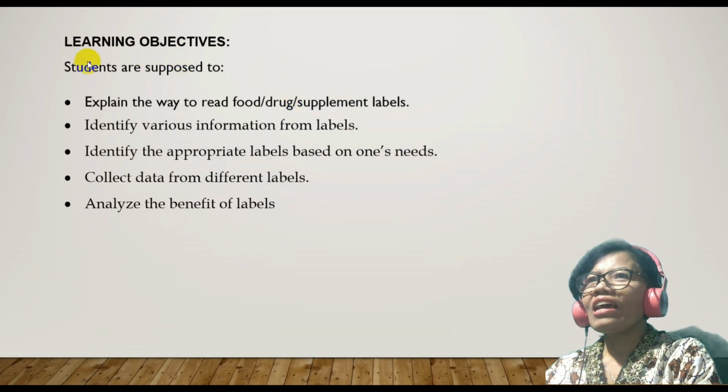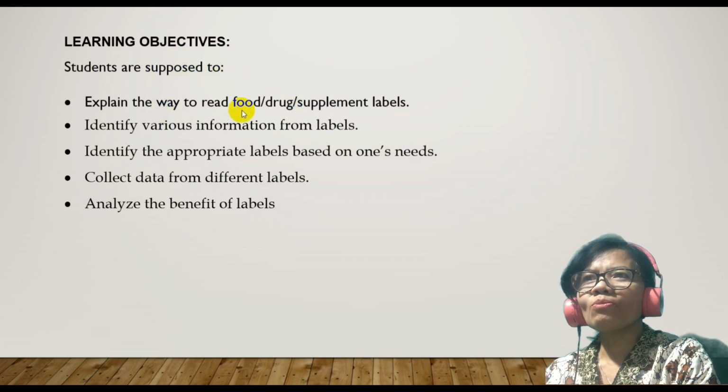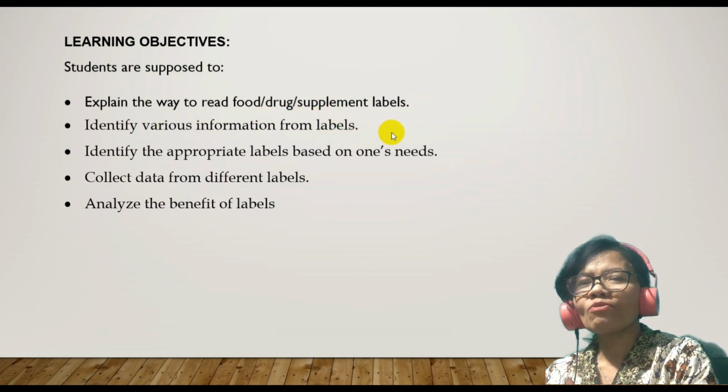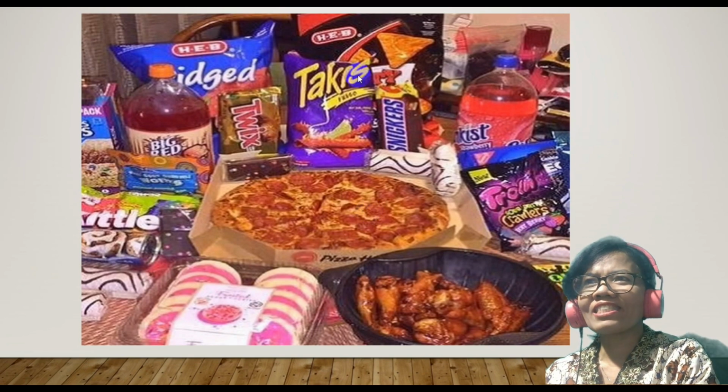Okay? At the end of the lesson, you're supposed to be able to explain the way to read food, drug, or supplement labels. Identify various information from labels. Identify the appropriate labels based on one's needs. Collect data from different labels and analyze the benefit of labels.